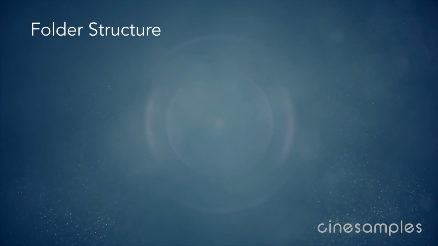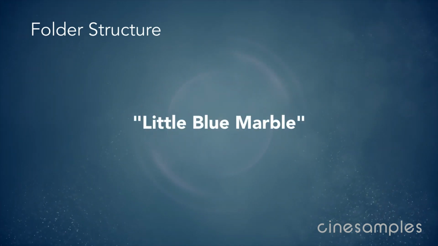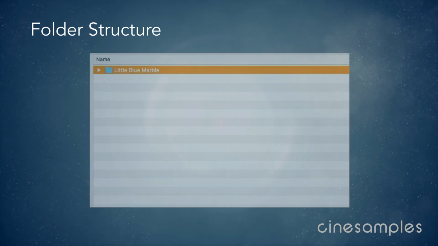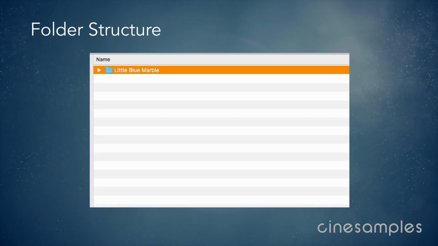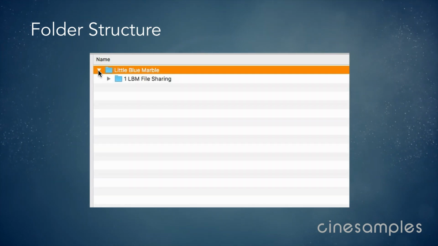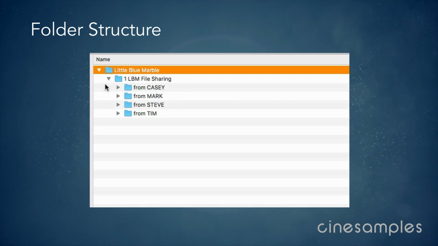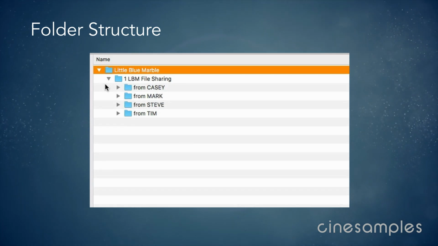All right, to the folder structure. Let's say your music is a song called Little Blue Marble. Start by creating a new folder called Little Blue Marble. Inside that folder, create two folders. The first one, label it 1 LBM file sharing. LBM, of course, stands for Little Blue Marble. Inside 1 LBM file sharing, create subfolders for each collaborator on the song. From Mark, from Casey, from Steve, and finally a folder from you. We'll call that from Tim for right now.